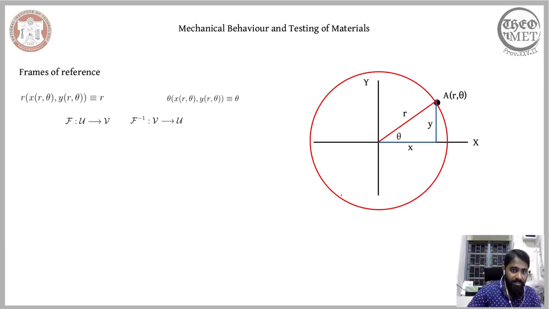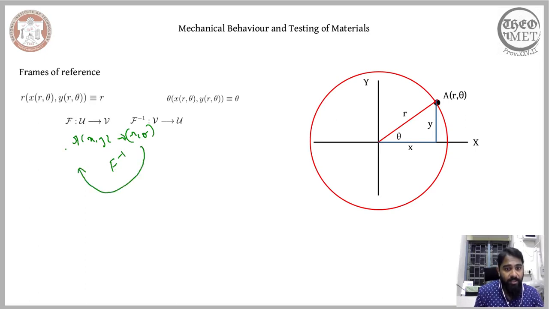Meaning, if I'm able to express, say, r in the frame of reference of x and y, and I want to express it in terms of r and theta, I perform a numerical operation to it. And when I perform the inverse of the numerical operation, I will be able to get back to my original r. So that is what the inverse relation between the coordinate systems means.